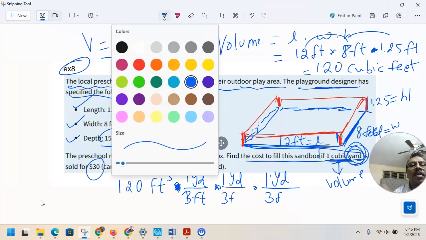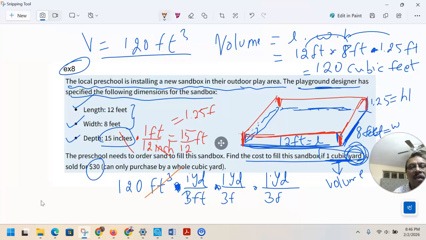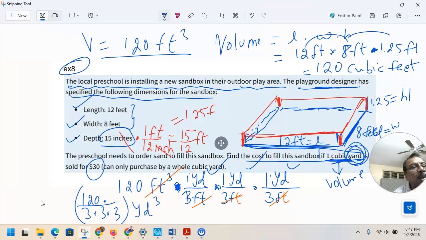And when you work this out, you can see what crosses out is the feet cube will cross out with this three. The number that you are left with is 120 divided by 3, 3, and 3, and this whole thing is yard cube because there are 3 yard. And when you multiply all this, you get 4.44 yard cube.